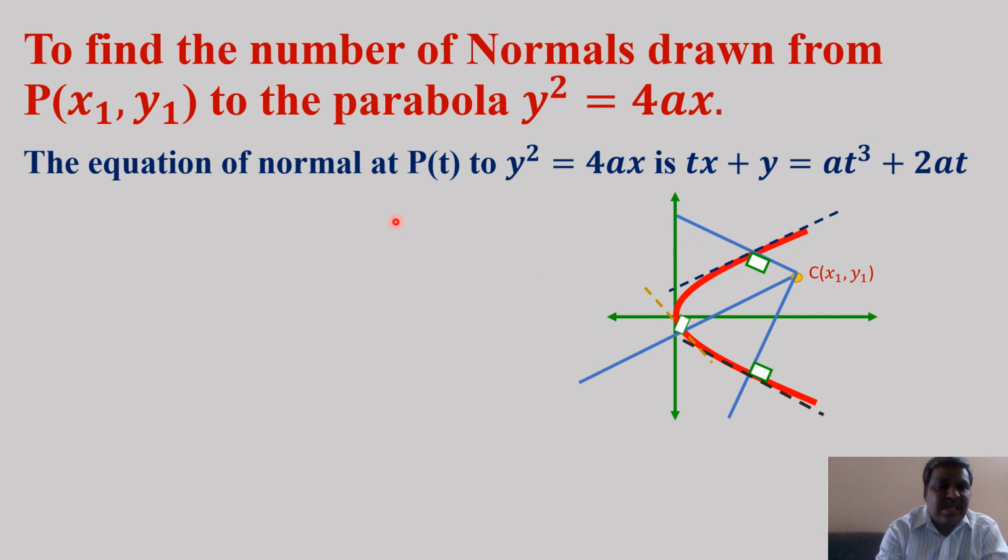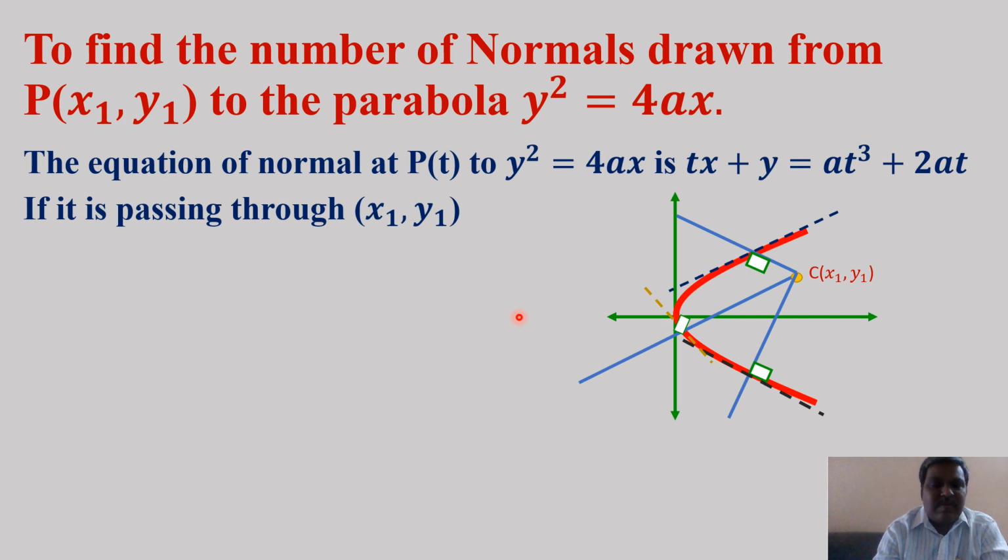See here, the P and the given point (x1, y1) are different, so let us take the given point as Q. For y square equal to 4ax, the normal is tx plus y is equal to at cube plus 2at. Or you may take Q(x1, y1), these are the coordinates (x1, y1). My point is P(at square, 2at). Next, if the normal is passing through my point Q(x1, y1), what happens? I am substituting x1, y1: t x1 plus y1 is equal to at cube plus 2at. This is the condition.